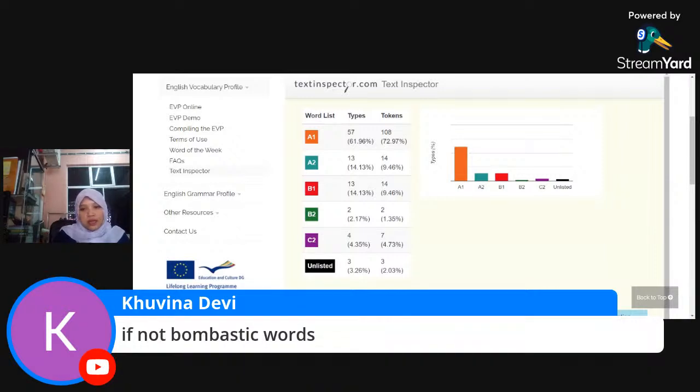It's not bombastic words. It's more on the accuracy. For example, if you like to use the word happy, happy is an A2 level. A2 level is 7 to 8 years old. So instead of using the word happy, you use a word such as elated or ecstatic. It elevates the level of the words. Bombastic words means synonymous words that don't necessarily mean what you are trying to say.